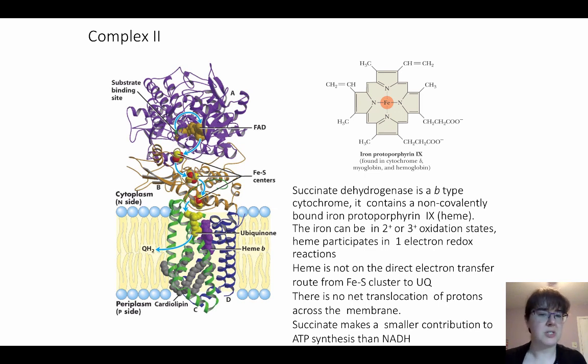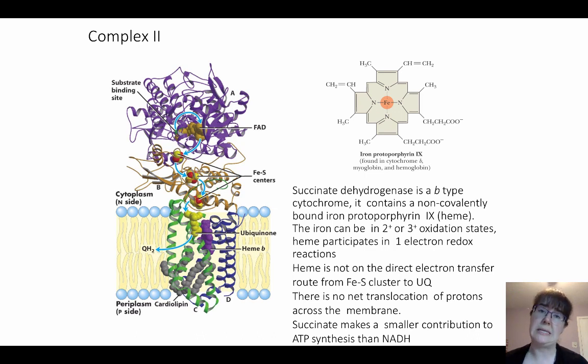There's a couple of really interesting pieces, but for the purposes of our course, we are just going to focus on the fact that the electrons are going to go from FAD to the iron-sulfur clusters to ubiquinone, and the heme is there, we'll call it for stabilization purposes. There's actually no translocation of protons across the membrane in this particular molecule.